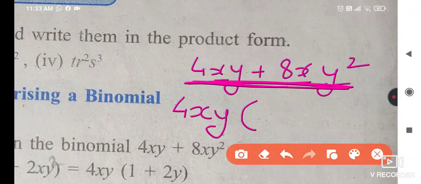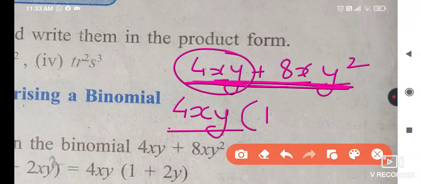In these two terms, or this one binomial inside, 4x and y are the common terms. So 4xy, we just take it outside the bracket. So what remains here? Here 0 does not remain. So what remains? 1 is remaining.